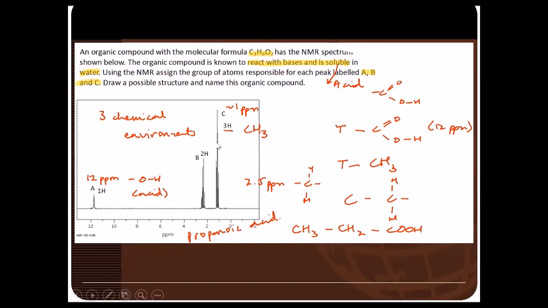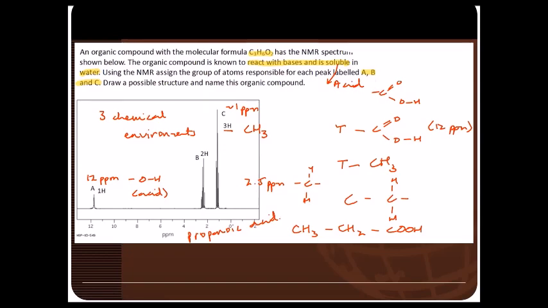So the CH3 is usually in the range of like 0.9 to 1 parts per million. So most likely this tallest peak to the far right, the closer one to TMS, is going to be your CH3 group. And that will also be most likely a terminating group, the end of the molecule. Stops the molecule from going on.